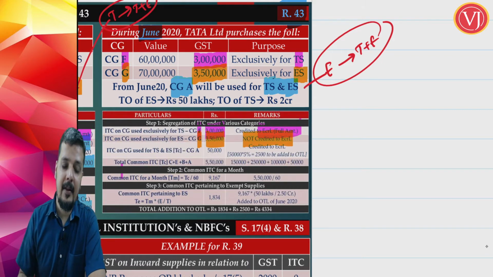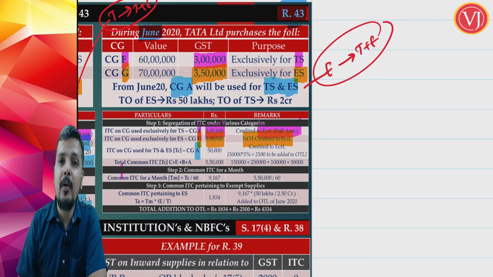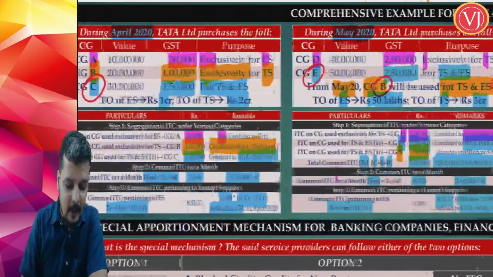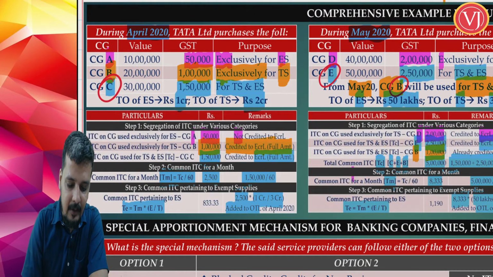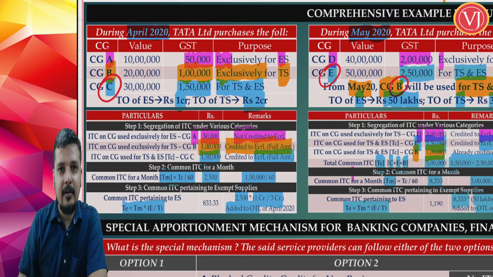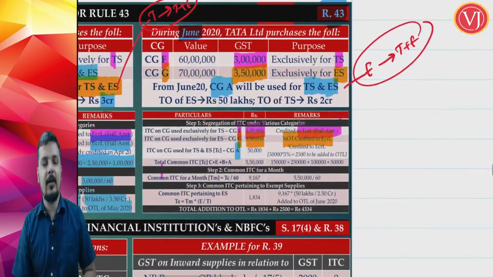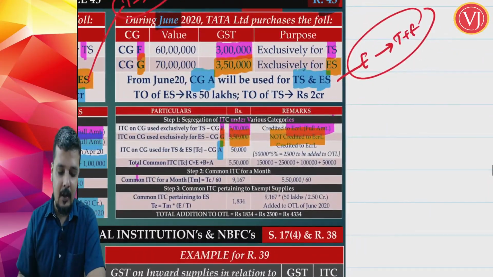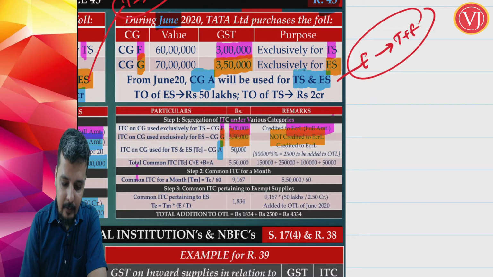But wait, there's something special about capital goods A. Capital goods A earlier was used only for exempt supplies, where you did not get any credit. If you go back to the month of April and see capital goods A, you did not get any credit. Now suddenly it is used for both taxable and exempt supplies. So first thing that you have to understand, that will be a special working. What will be that special working? On capital goods A, you will get the entire credit. So entire 50,000, you will get the credit.